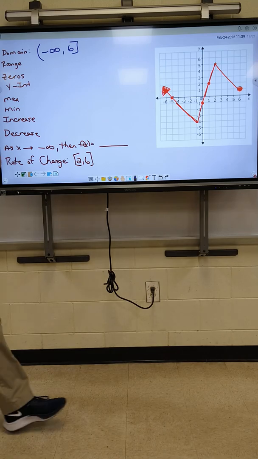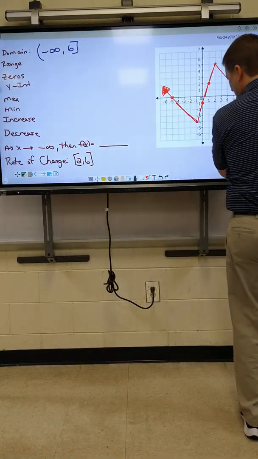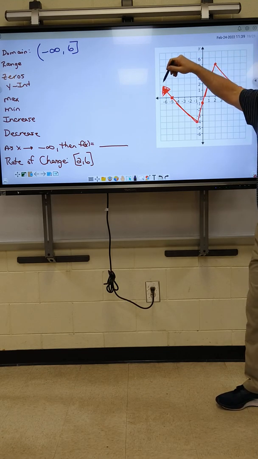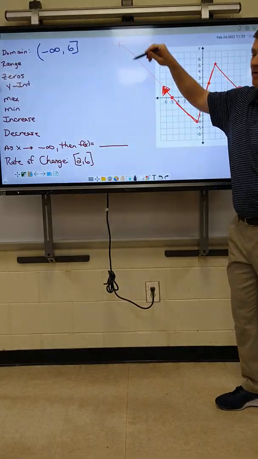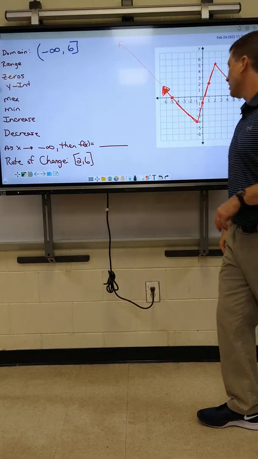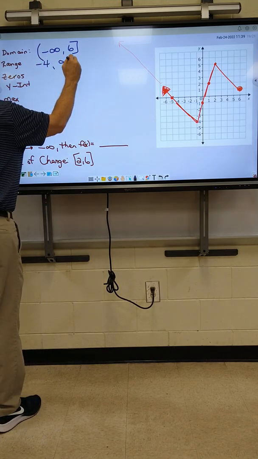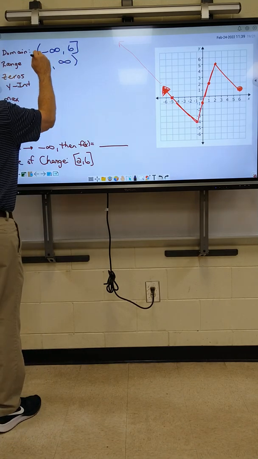All right, so range says bottom to top. What's the bottom? -4. What's the top? Infinity. Somebody's gonna say 5, but that's wrong. It's infinity, because that arrow right there goes up forever, doesn't it? So it's -4 to infinity. Infinity's parentheses, -4 is a bracket.